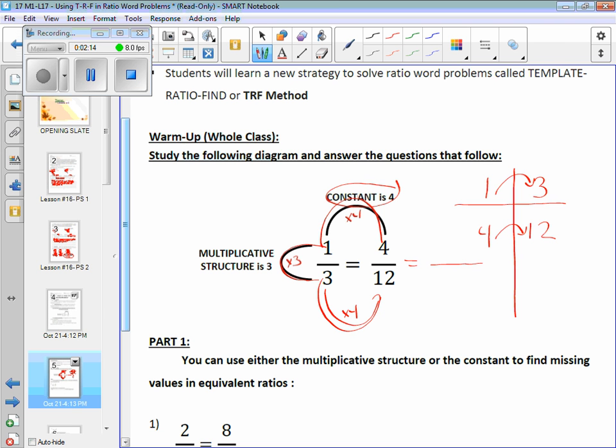Now watch, we can use constant to create a new one. What if I did this? What's the missing value? Jack, how'd you do it? You use a constant of 2 to get to the new one. But look, no matter what ratio you create, the multiplicative structure never changes. Times 3, times 3, times 3. Okay, now watch, let's practice.